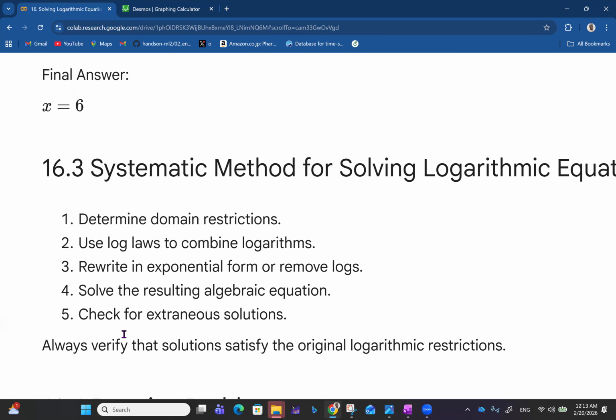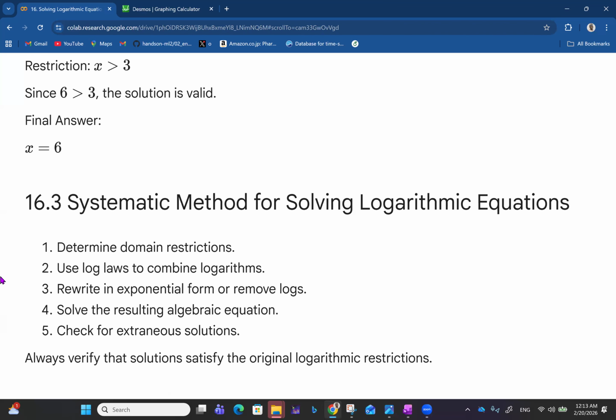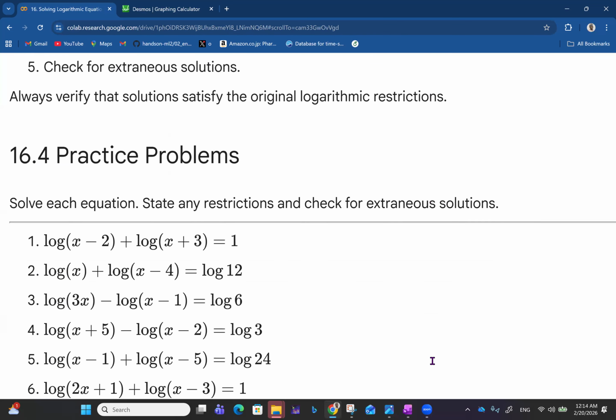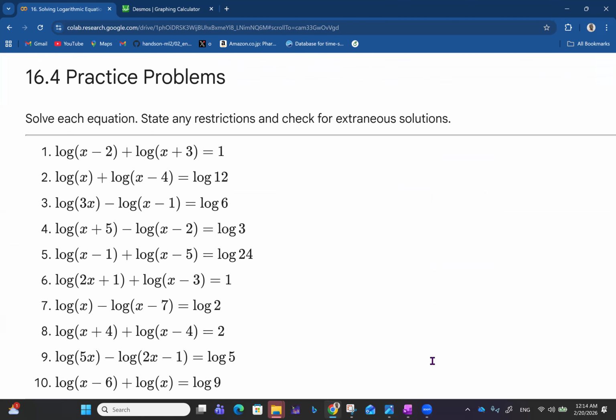So overall now, we see that the systematic method for solving logarithmic equations is such that, first of all, you determine the domain restrictions, then you use log laws to combine logarithms, you rewrite in exponential form or remove logs, solve the resulting algebraic equation, and check for extraneous solutions, that is, solutions that don't fit, and always verify that solutions satisfy the original logarithmic restrictions. Very important.